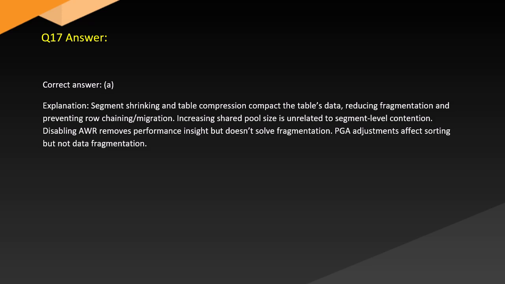Answer. Correct answer: A. Explanation: Segment shrinking and table compression compact the table's data, reducing fragmentation and preventing row chaining and migration. Increasing shared pool size is unrelated to segment-level contention. Disabling AWR removes performance insight but doesn't solve fragmentation. PGA adjustments affect sorting but not data fragmentation.